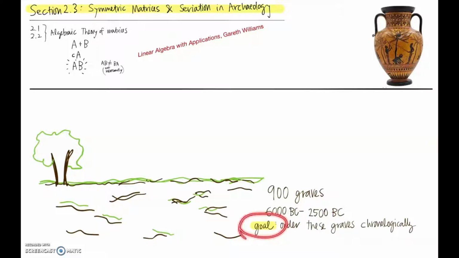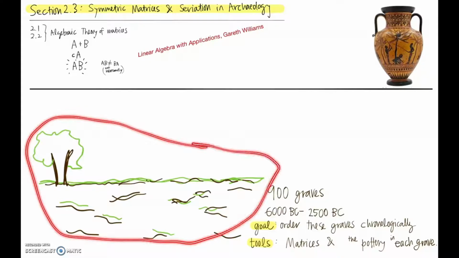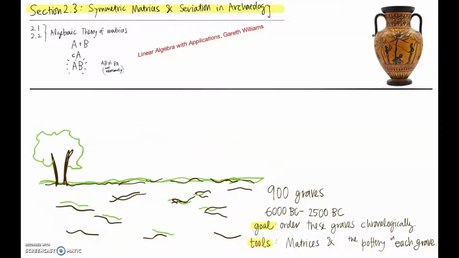So we're going to work on this goal to order these graves chronologically, and the tools that we're going to use are both matrices, and the other important hint or tool that we're going to use is the pottery that is buried with each of these individual graves. And so here are our tools, matrices and the pottery. And I just love this application because it just highlights that you have this massive amount of data, and there's just no way that your brain can start ordering these 900 graves. Even if you're making lists on paper, the data just becomes overwhelming.